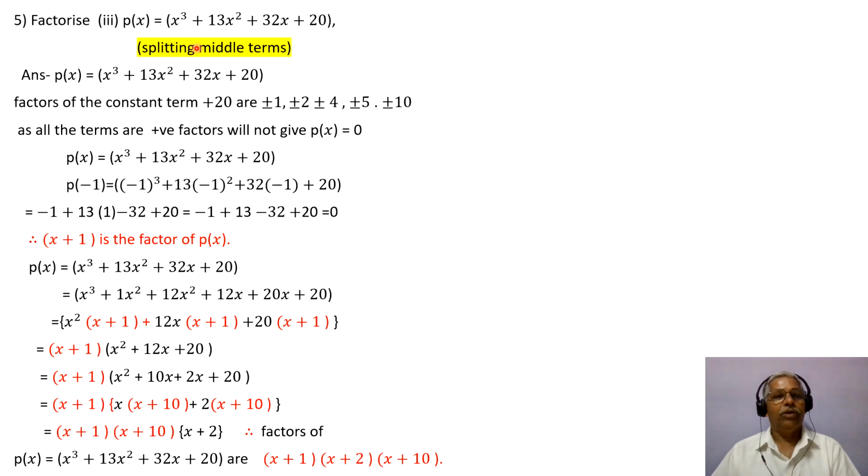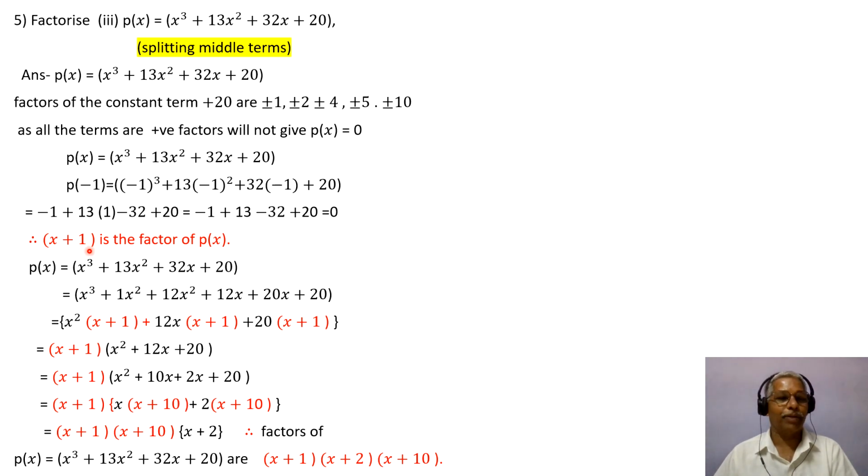So write the whole polynomial and use the factor theorem. We continue: plus 20 is the last term, and the factors of this 20 are plus minus 1, plus minus 2, plus minus 4, plus minus 5, plus minus 10. We have seen that positive values are of no use for us, so we are using negative values. So p of minus 1 is minus 1 cube plus 13 into minus 1 square plus 32 into minus 1 plus 20. We have seen this, so this comes out to be 0. So x plus 1 is a factor of p(x).